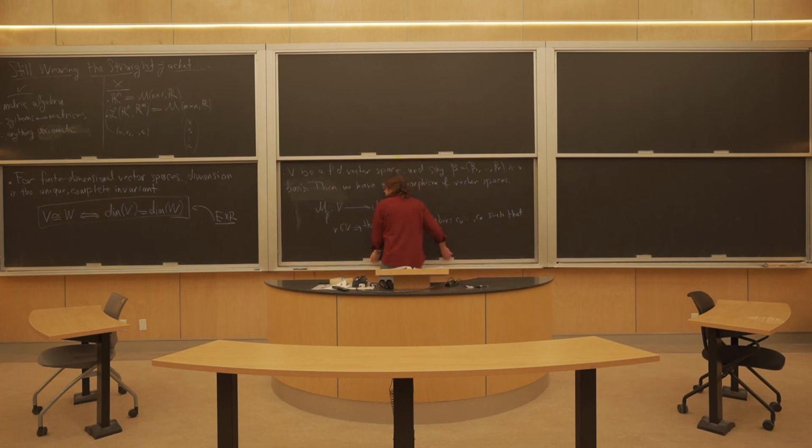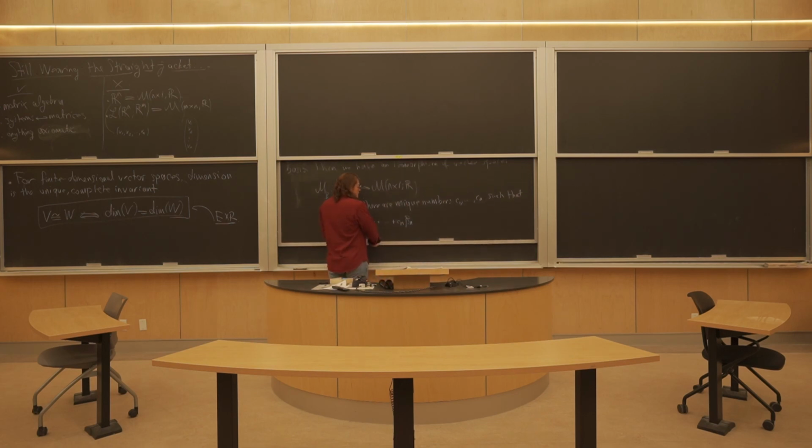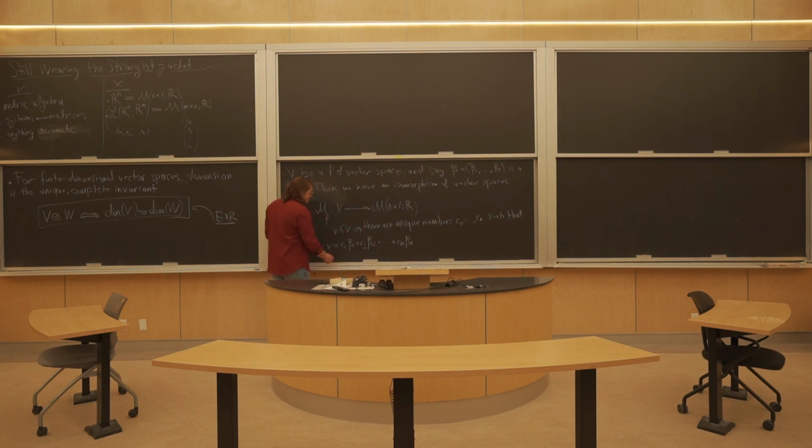Such that B equals C1 beta 1 plus C2 beta 2 dot dot dot Cn beta n. So once you have the splitting for your input, m sub beta of V is just going to be the column matrix whose entries are these specific numbers.